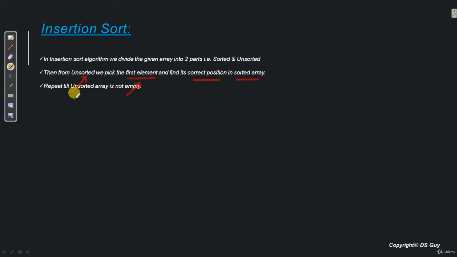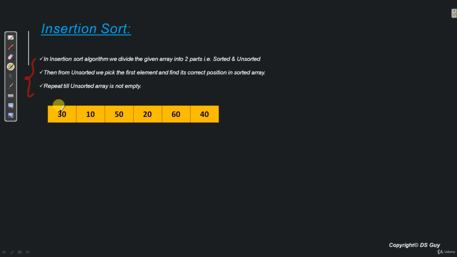Now once this step is done, we keep on doing the same step until unsorted array is empty. And after completing all these steps, we get our final answer, which is a sorted array, and the unsorted array of course will be null in that case. So now let's try to understand this algorithm using a very simple example.